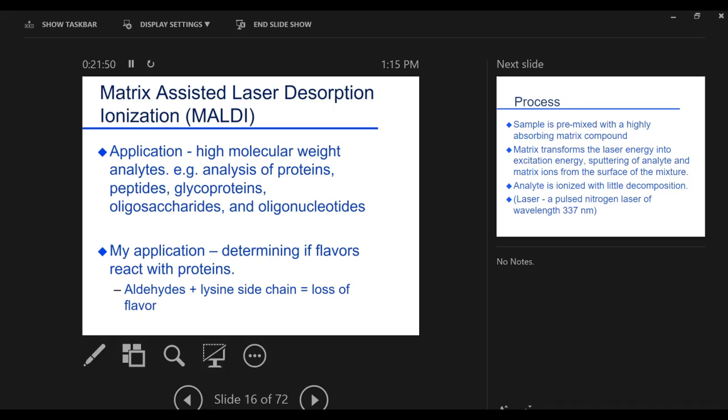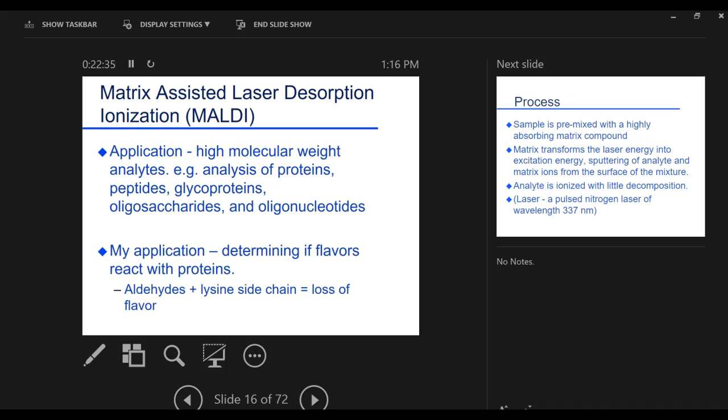MALDI is one of them, matrix-assisted laser desorption. We were working with that when we first started on a particular project. Application: high molecular weight analytes, so analysis of proteins, peptides, glycoproteins, oligosaccharides, oligonucleotides. With large molecules, we kind of thought at one point, how are we going to get these ionized, then have them pass through down the tube, do separation, and be detected? That's a big molecule to get into flight and get going down some pathway.